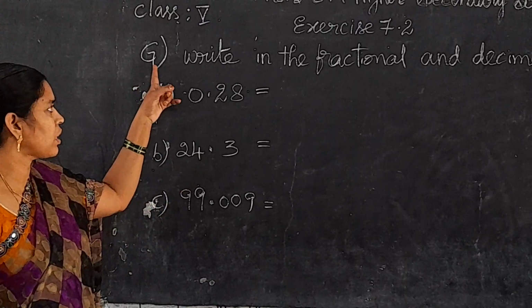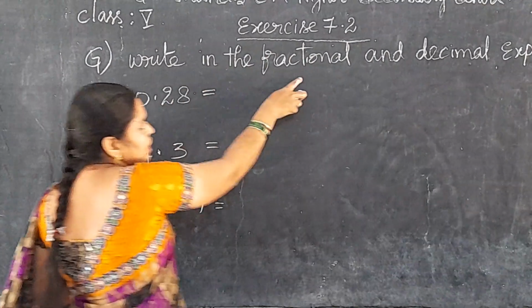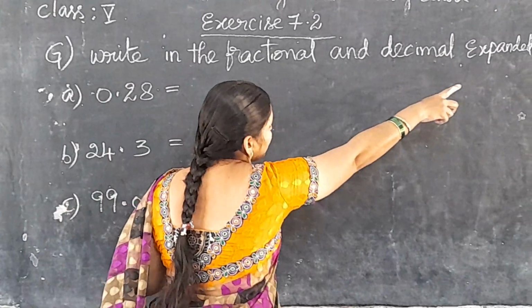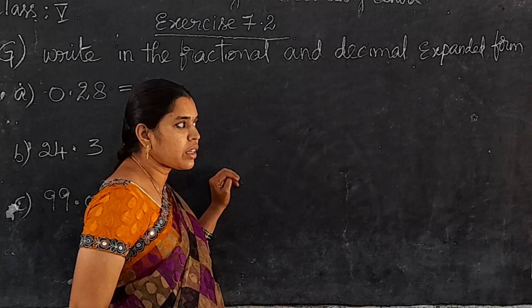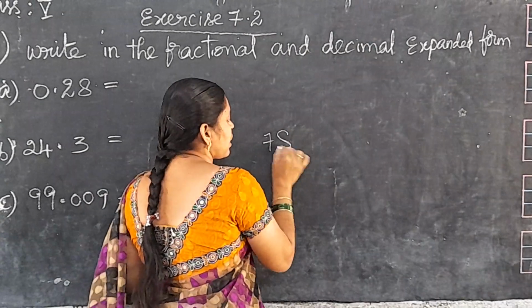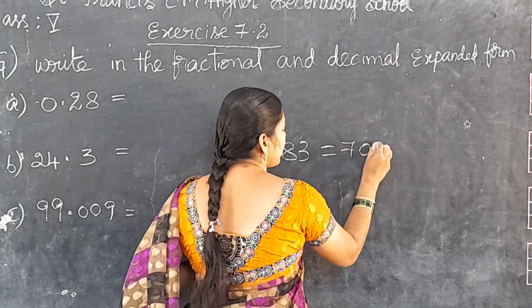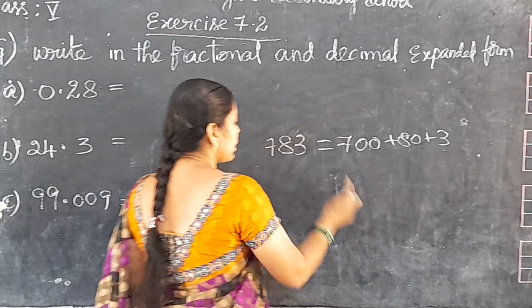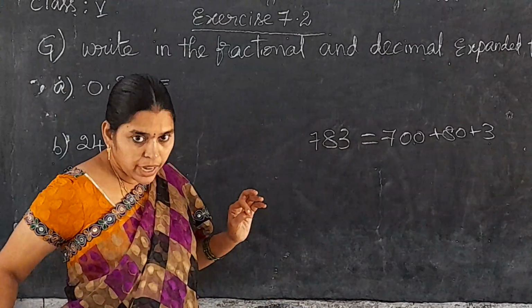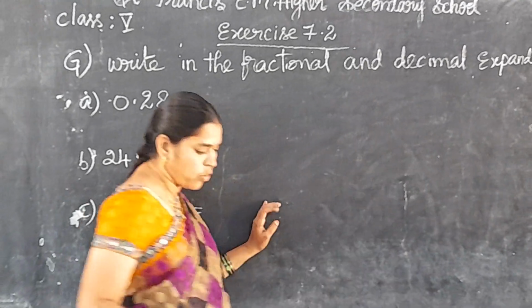See the G1 in exercise 7.2. Write in the fractional and decimal expanded form. Expanded form we know that now. If 783 is there, then how will you write the expanded form? 700 plus 80 plus 3. You write like this now. In the same manner, you have to write the fractional and the decimal form.